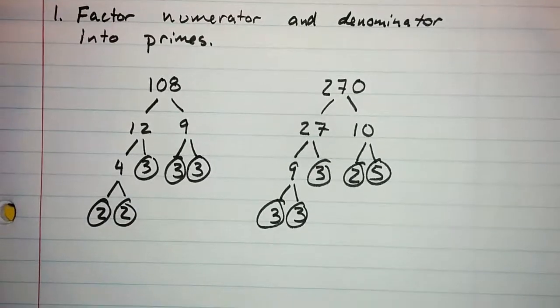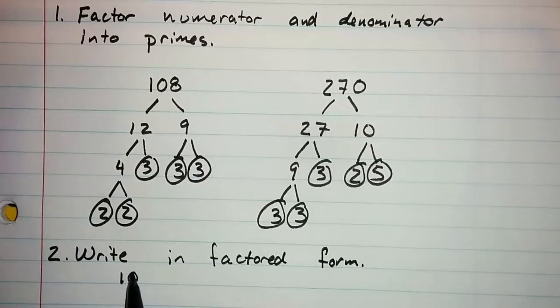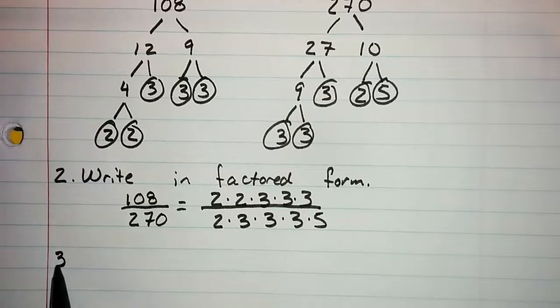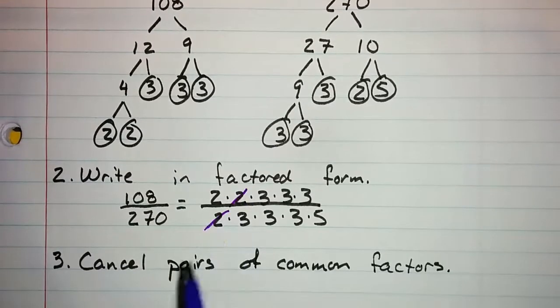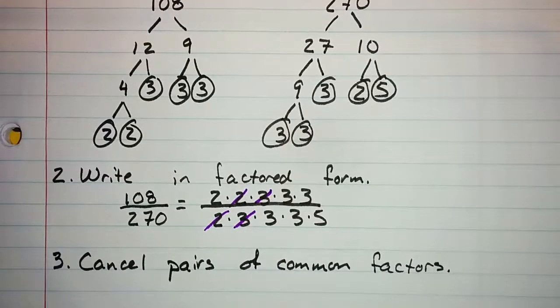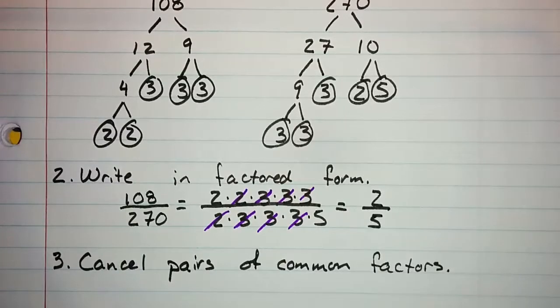So once I have the prime factorization, what do I do? I rewrite my fraction with the numerator and denominator factored, and now I can cancel pairs of common factors. Let's see. Here's a pair of 2's, a pair of 3's, another pair of 3's, and yet another pair of 3's. So I'm left with just 2/5, which is quite a bit of simplification.